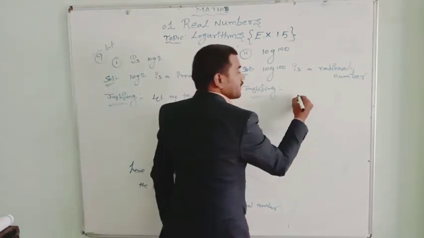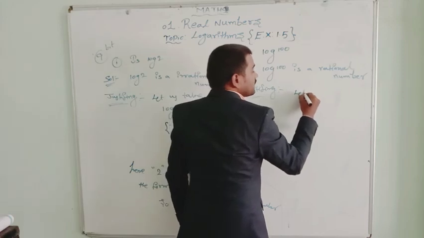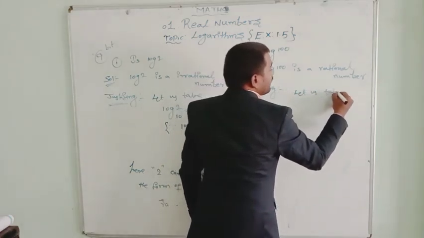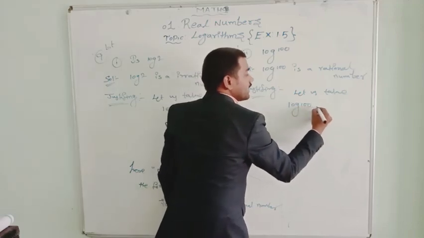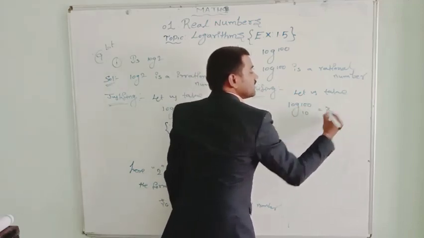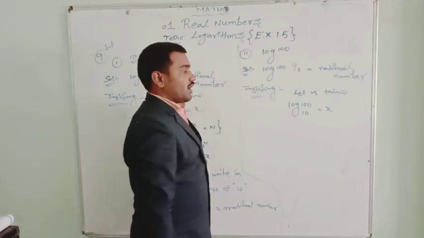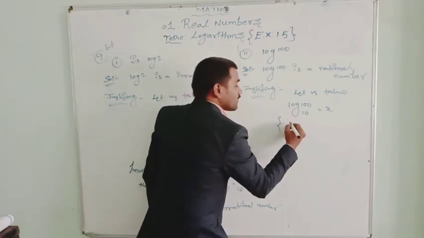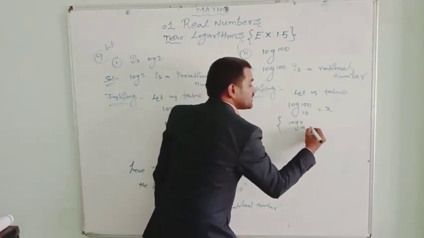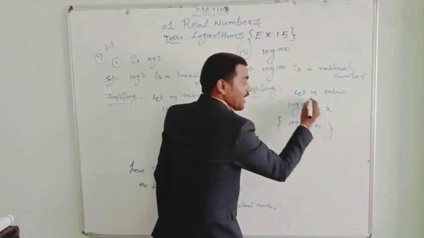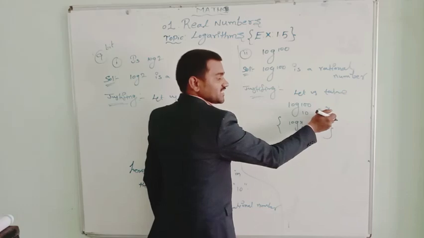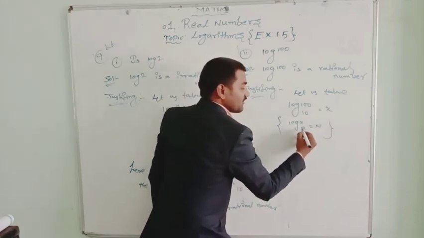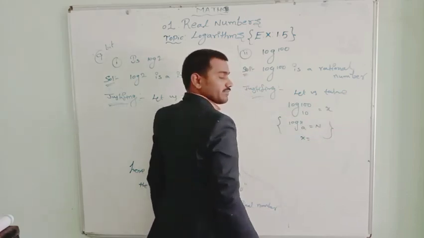Let us take log 100 of base 10 equal to x. I have taken base 10 now. So let me use the formula log x of base a equal to n. This is the logarithm form: log 100 base 10 equal to x. Let's write the exponential form.